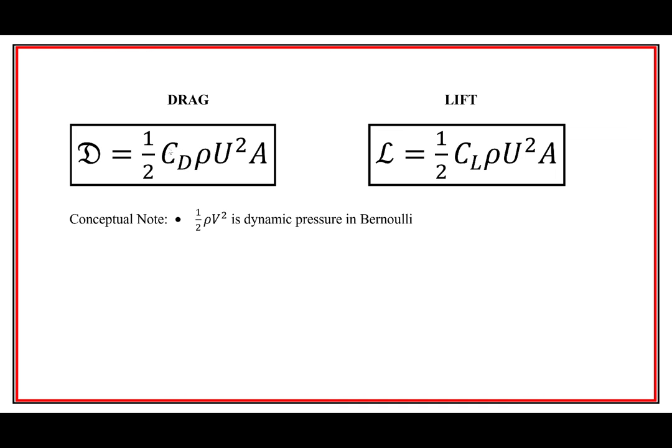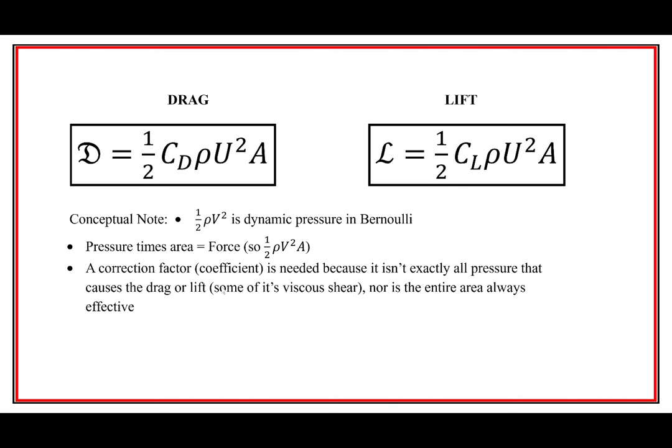And with a correction factor. You could think of the drag coefficient and the lift coefficient as correction factors for trying to have that pressure times that area equal the force. It's for a lot of different reasons, and these are all empirical, but you could kind of think of them this way. Some of this can be viscous shear, and some of it can be pressure.